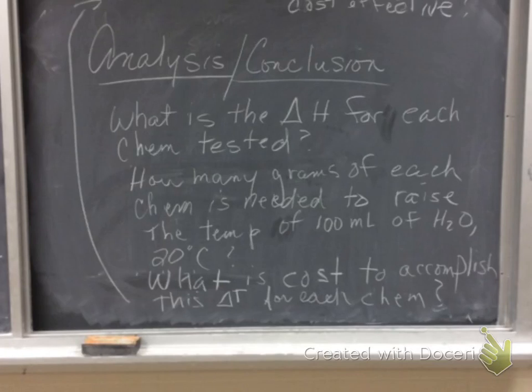With analysis, you need to tell delta H for each chemical, how many grams of each, the cost of each, and then which substance is best. Keep it a little bit separated so that I can grade it easily, so I can see it clearly.